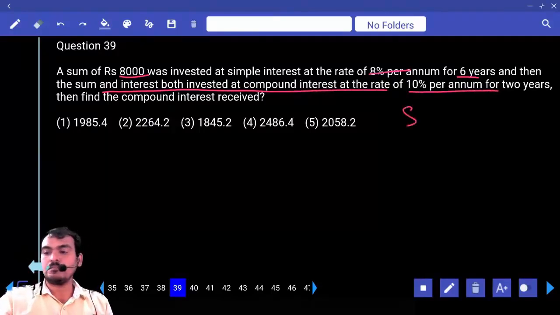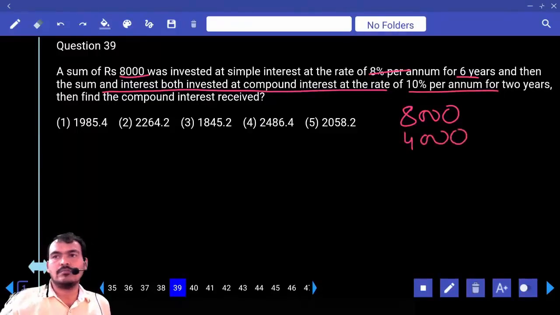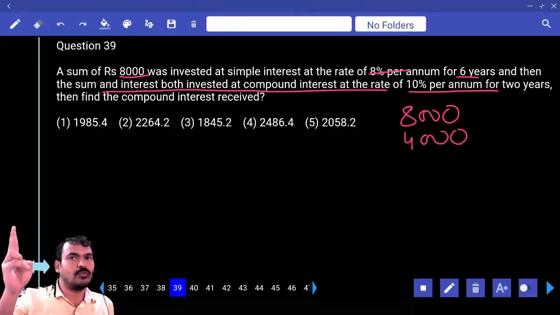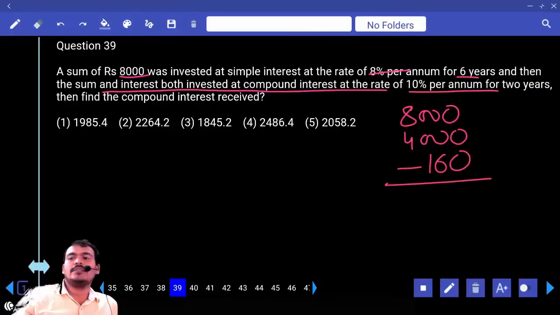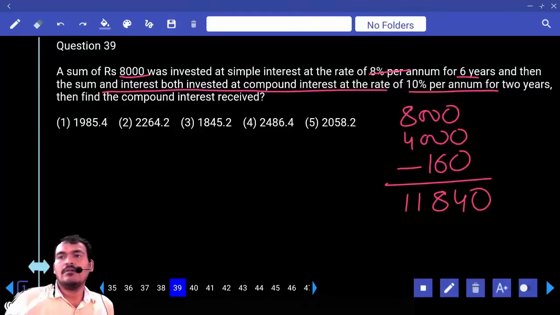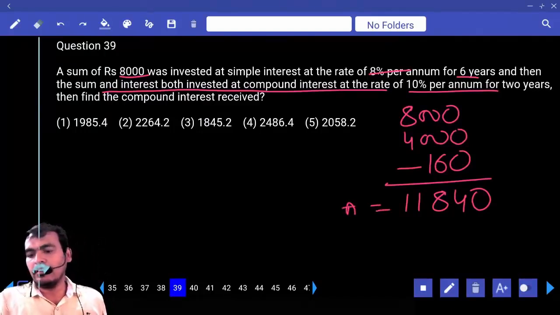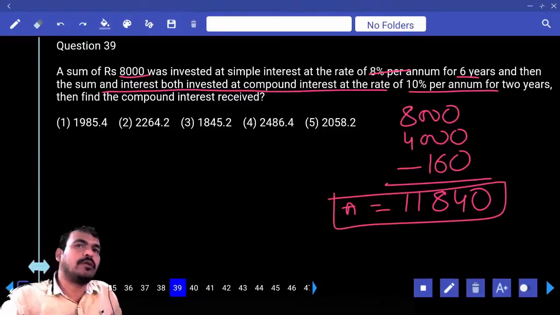The principal is 8,000 and the interest is 48%, which is 50% minus 2%. The 50% value is 4,000, and we subtract the 2% value, which is 160. So 12,000 minus 160 is 11,840. This is the amount in the first case, and it is invested as the principal in the second case.